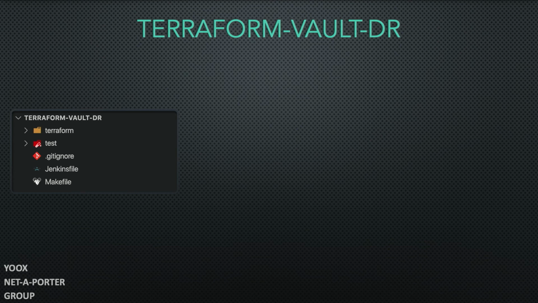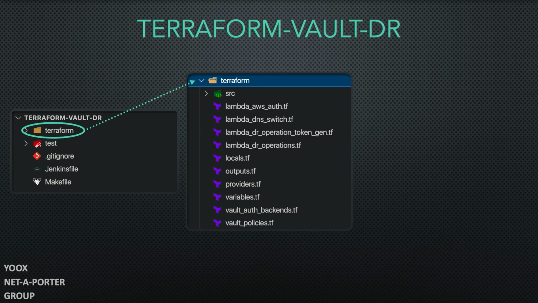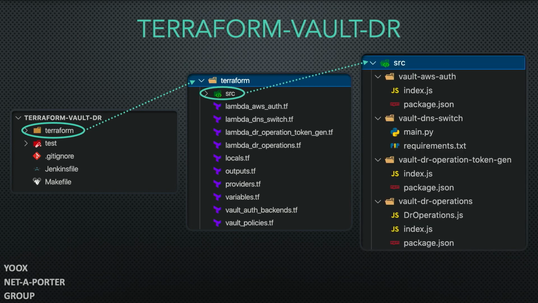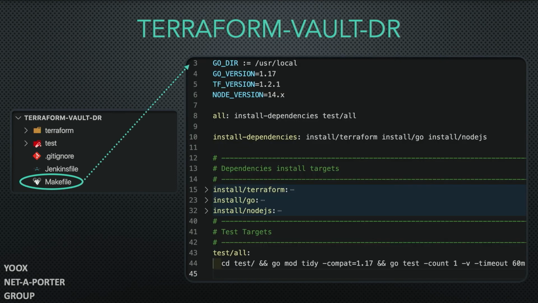So we can now inspect the module repo, so the terraform-vault-dr repo. Here we can find Makefile, Jenkins file, and a Terraform folder. In this folder, we can find all the definitions for the Lambda functions, the Vault auth methods, policies, and also the source folder, the SRC folder, which will contain the code for the Lambdas themselves. As we can see here, we have 3 Lambdas written in Node.js and 1 written in Python. So that's the cool thing about Lambdas. We can write the code in whatever language Lambda supports, without any problems.